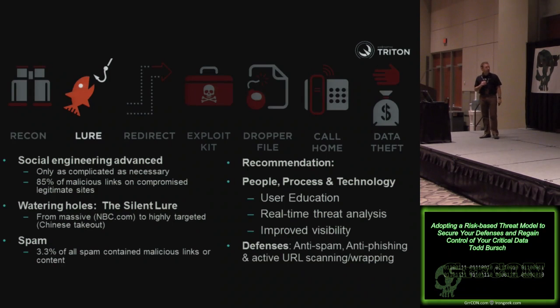So user education, real-time threat analysis, and your typical anti-spam, anti-phishing. And you want to do active URL scanning and wrapping. The reason for that is that with a lot of these phishing emails, when they're running a campaign, they'll send out an email late Friday that contains a link. Your anti-spam gateway will do a real-time scan of that link. It'll come up as benign. However, Sunday night, whoever is running this campaign will go in and flip whatever content is on that link from benign to active malicious.